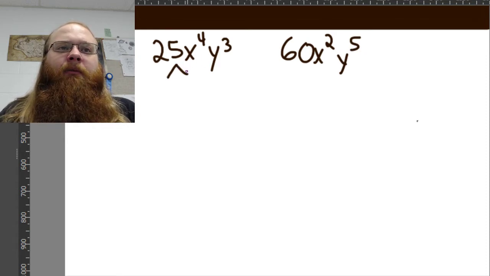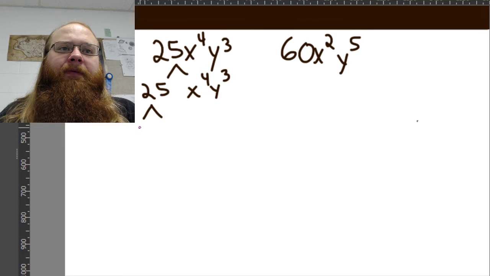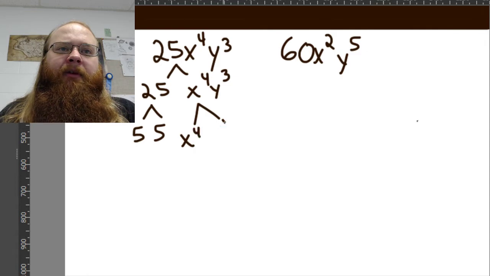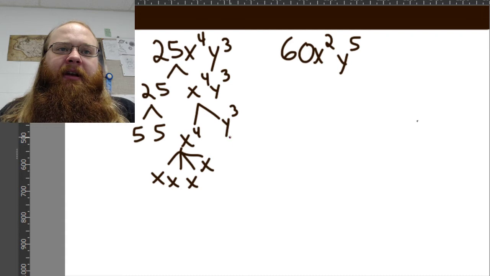So again, when we're factoring with variables, the first thing we're going to do is split the number off from the variables. Now we factor our number, so 25 just becomes 5 and 5. And we'll split our variables up to x to the fourth and y to the third. Remember, these exponents let us know how many x's there are. So there are 4 x's when we factor this. And over here with y's, there are 3 y's.